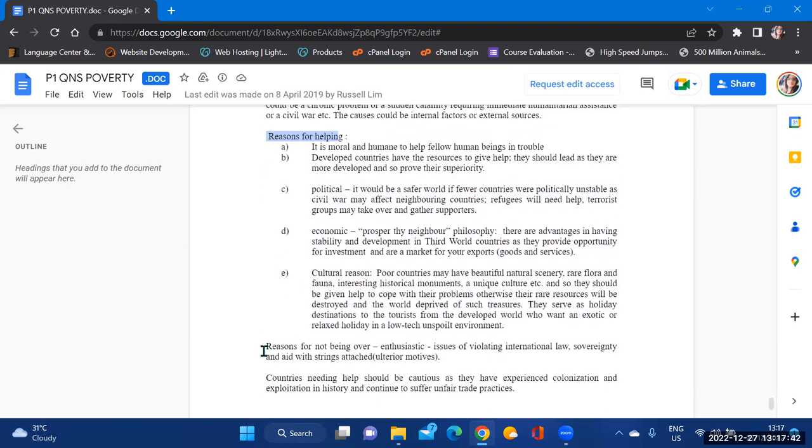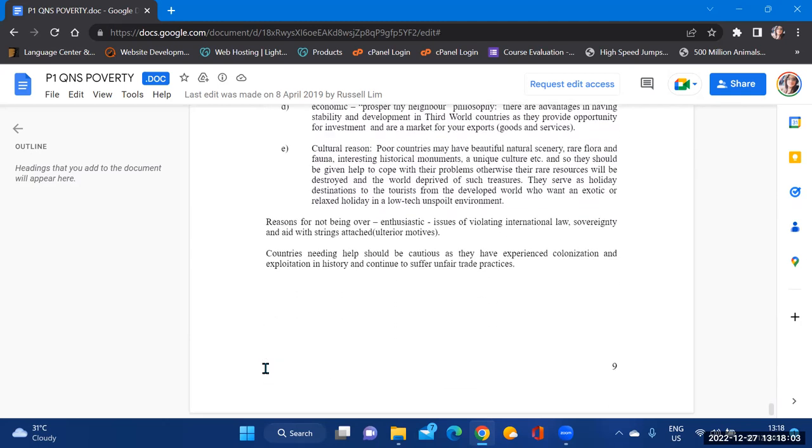On the other hand, let's see what the reasons are for not being over-enthusiastic about such issues. Okay, issues of violating international law, sovereignty, and aid with strings attached. Sometimes they may be accused of having ulterior motives for helping one another. And countries needing help should be cautious as they've experienced colonization and exploitation in history and continue to expect to suffer from unfair trade practices like economic exploitation.